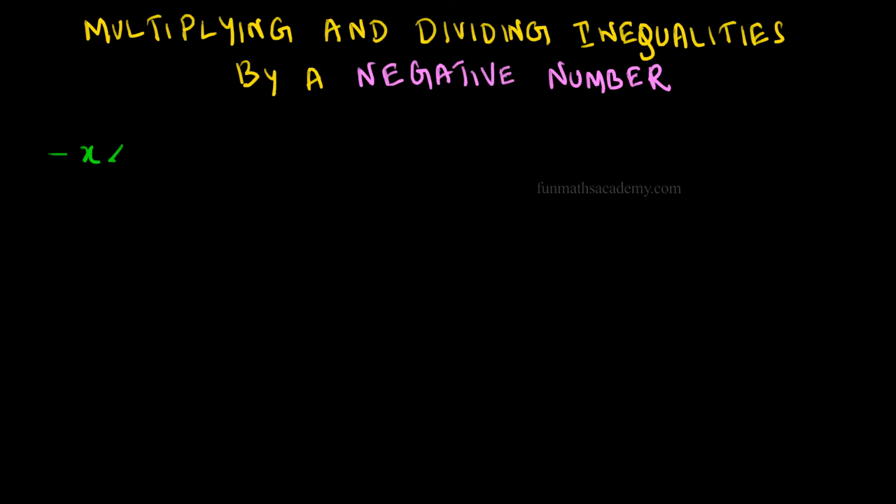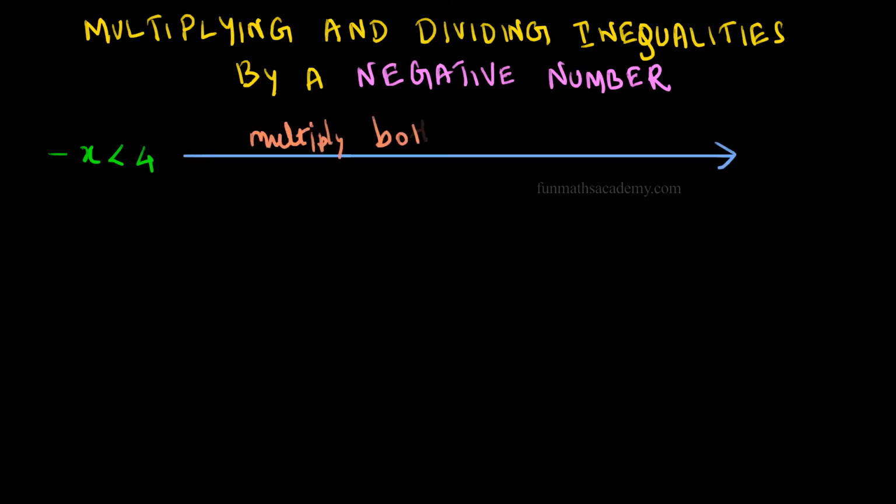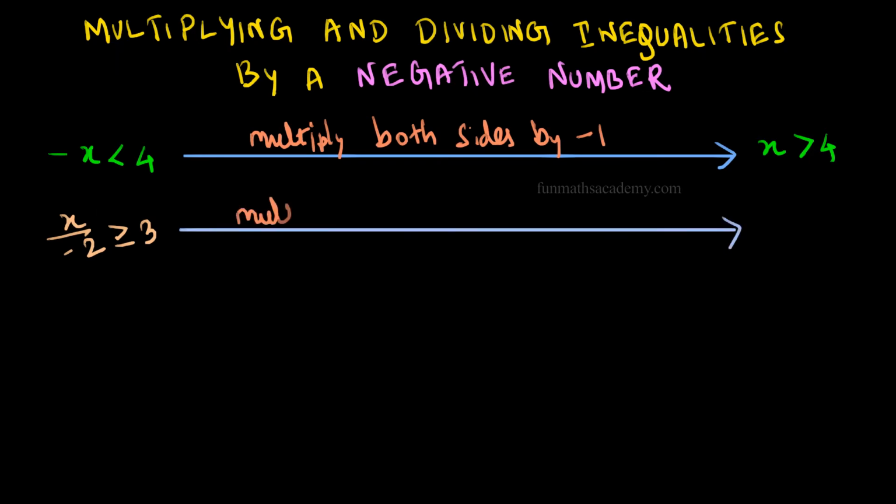For instance, let us consider this inequality: minus x less than 4. To solve this inequality, we can multiply by minus 1 on both sides. Then the operator less than will become greater than. That is, minus x less than 4 is the same as x greater than minus 4. Or if we have the inequality x divided by minus 2 is greater than or equal to 3, then by multiplying by minus 2 on both sides, we will get x is less than or equal to minus 6.